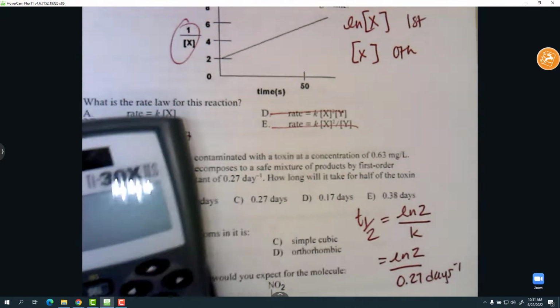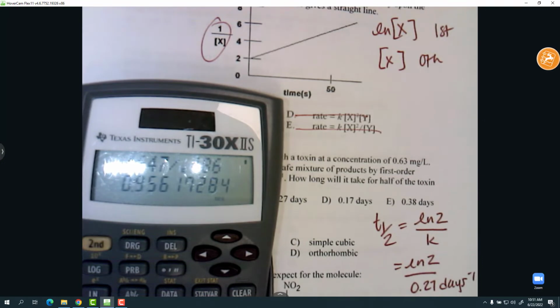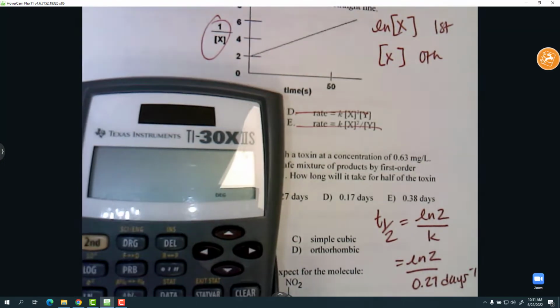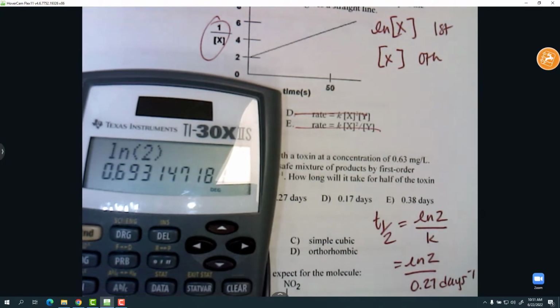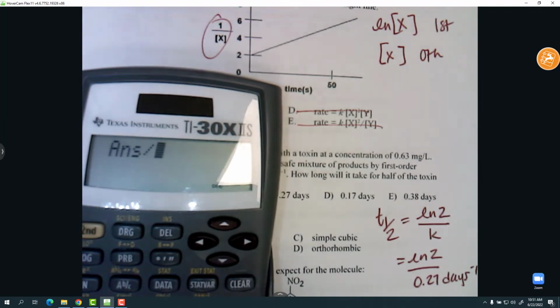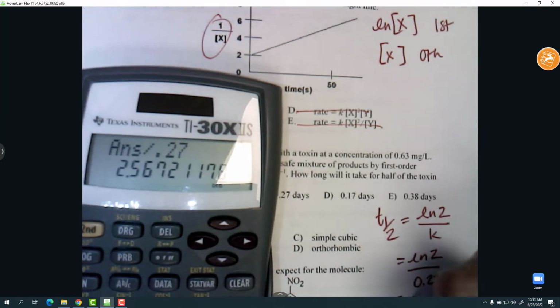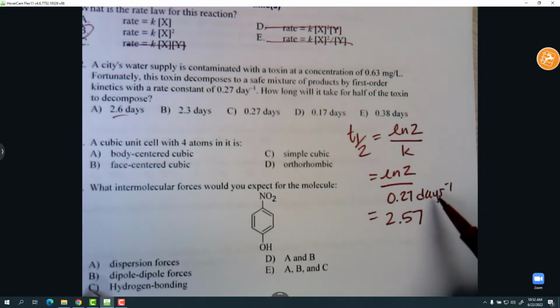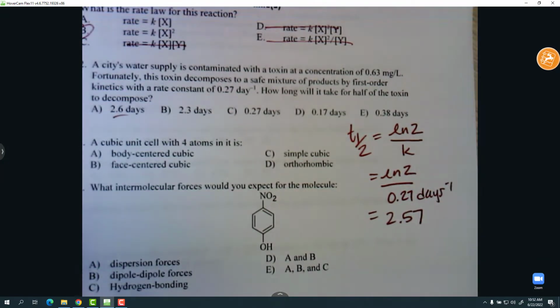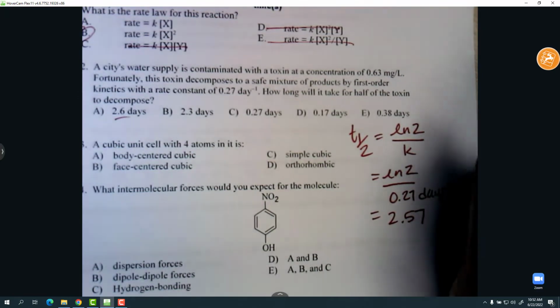So natural log of 2 on top. Sorry, I've got lights everywhere here, but all right, so natural log of 2, and that's just that 0.693. If you remembered that number, you could type that in instead, divided by 0.27. To 3 sig figs, I wrote 2.57, but my answer should only be to 2 sig figs, so that would be the 2.6. This is days, inverse days in the denominator, so that would be the numerator, so A.